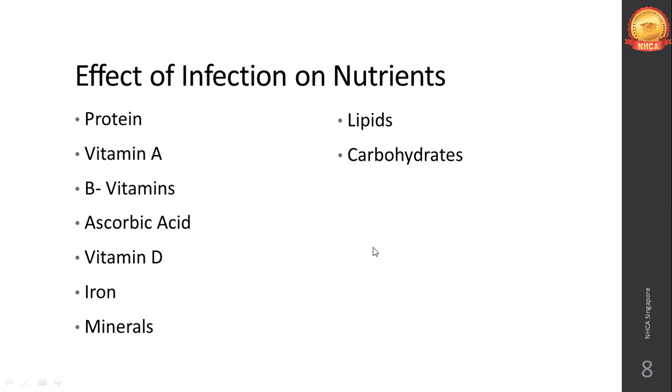Carbohydrates. Low levels of blood glucose are seen in any infectious diseases because the body goes into a state of catabolism. Whatever glucose is present in the body, it is taken up by the cells.